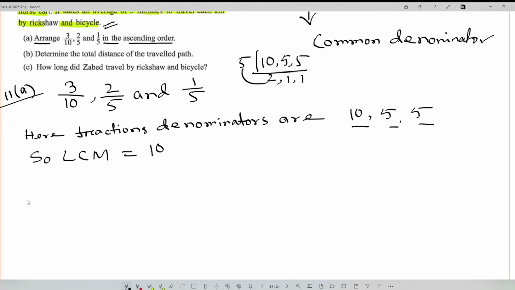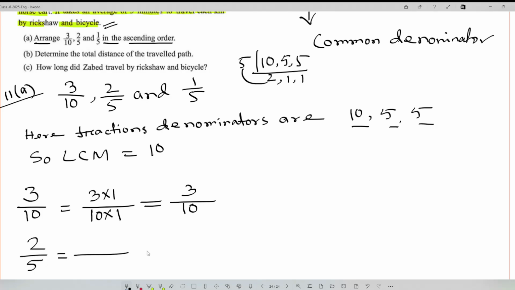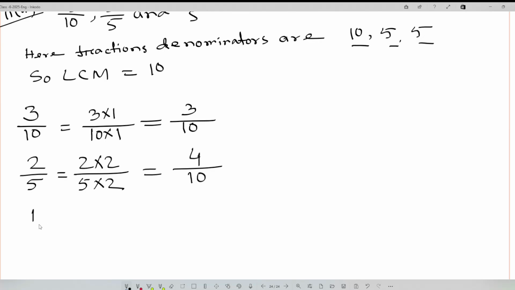Now look, 3/10: the common denominator should be 10, so 10 times 1 is 10, and similarly 3 times 1 is 3. It means we should multiply the denominator and numerator by the same number. Next 2/5: 10 divided by 5 is 2, so 5 times 2 is 10 and 2 times 2 is 4. And finally 1/5: to make 10, 5 times 2 and 1 times 2 is 2.